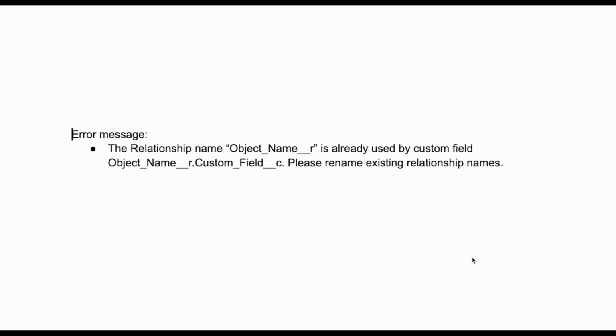In this video, we'll walk through how to resolve the error. The relationship name is already used by a custom field. Please rename the existing relationship name. This error typically occurs when trying to install a package from the App Exchange.